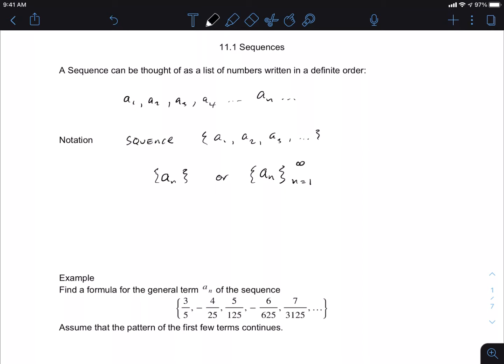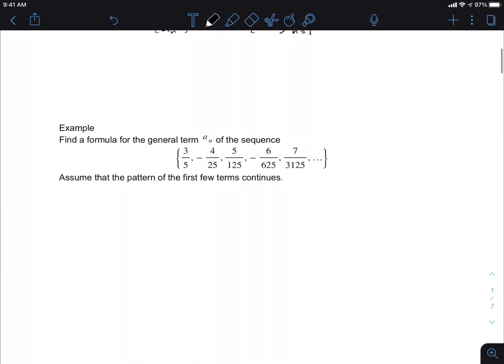Okay, let's do an example, just so you guys can kind of get an idea of what's going on. We want to see if we can come up with a formula for the general term A sub n for this sequence. So the first thing that we want to do is see if we can see something happening. A1 is going to be 3/5. A sub 2 is going to be a negative 4/25. A sub 3 is 5 over 125, and we can kind of see it looks like it's changing signs and going up by 1 if you start at 3.